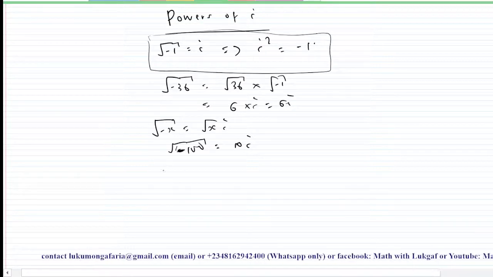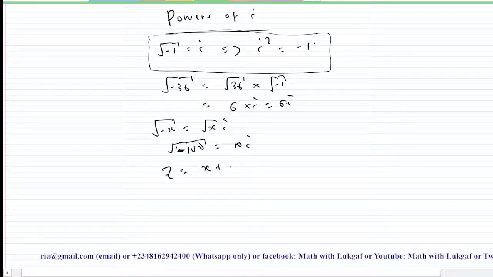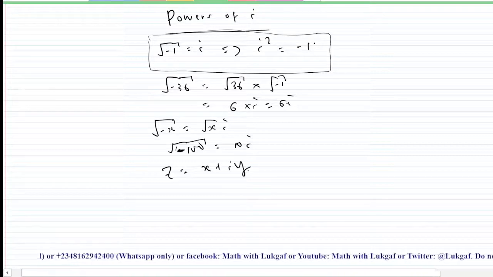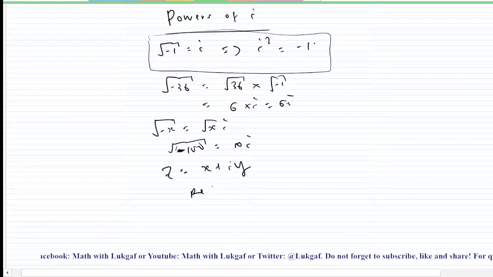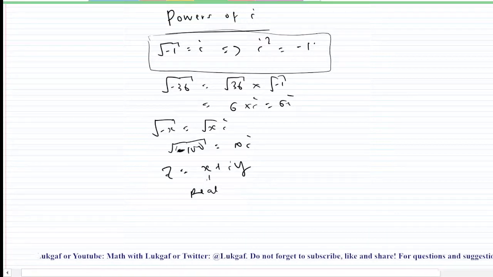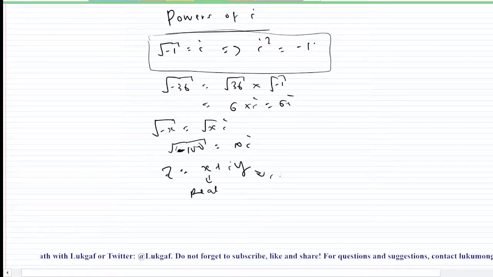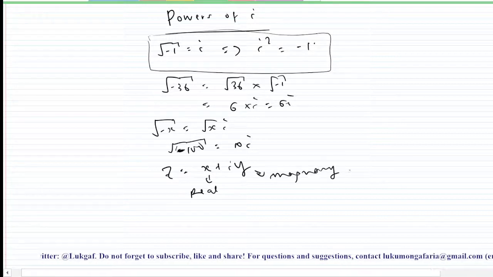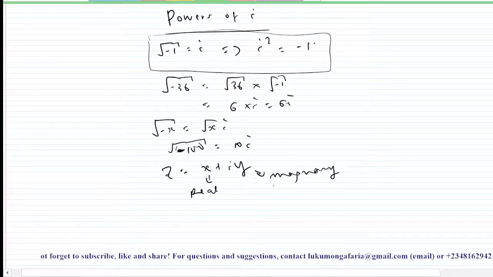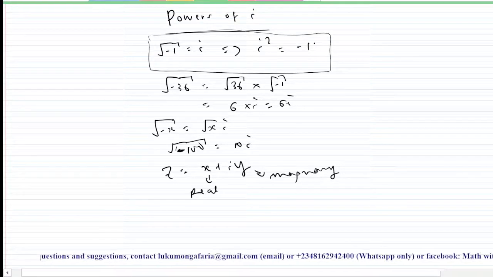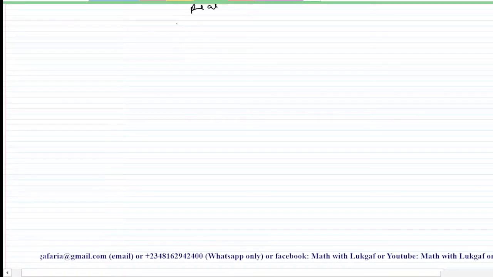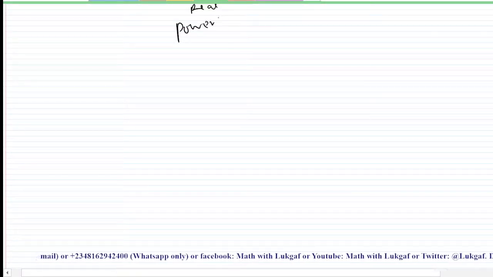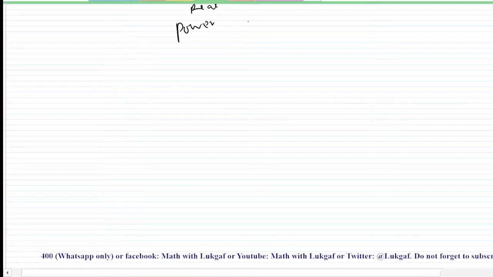Also, I explained that a complex number is a number of this form, x plus yi, where x represents the real part and y is the imaginary part. The combination of such numbers is what we call complex numbers. So today I'm going to explain how you can approach powers of i.